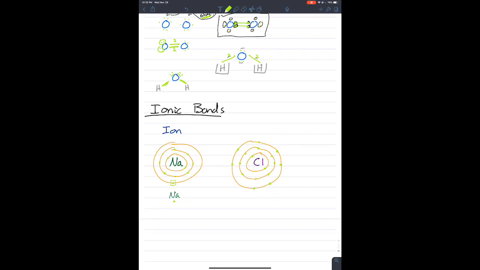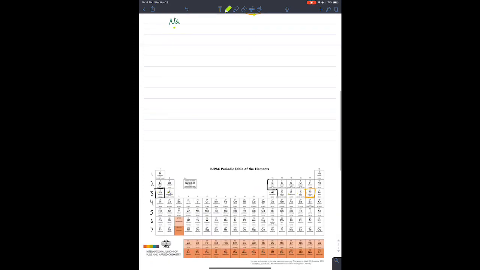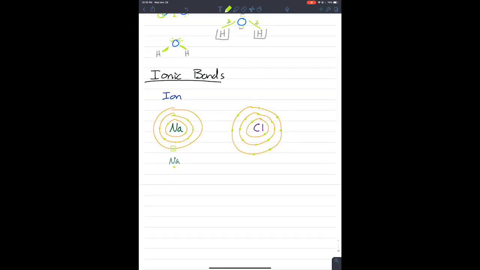Okay, so the chlorine atom in its outermost energy level, in the third energy level, is going to have 7 valence electrons. Okay, 7. So it has an open space here, and I think you can probably see where I'm going with this.